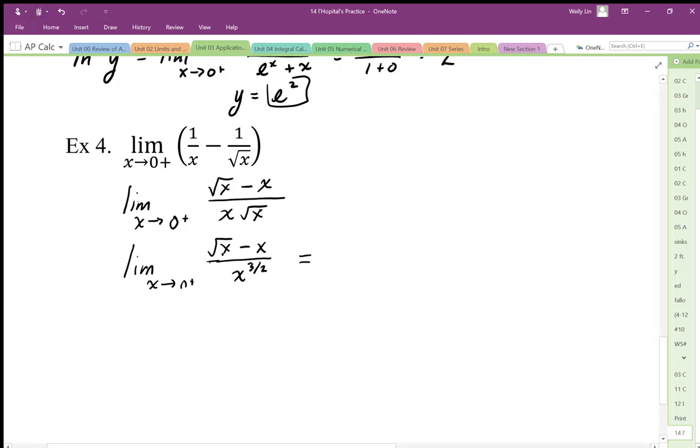Okay, again, I just got to make sure I show that condition. That's very important that you actually show that condition. On an AP exam, you need to make sure that condition is satisfied and actually show it. Okay, and then I apply L'Hopital's.